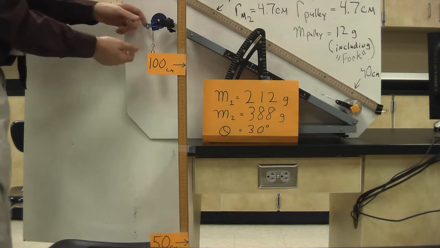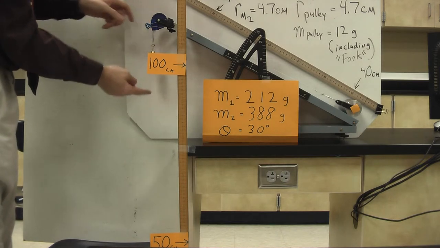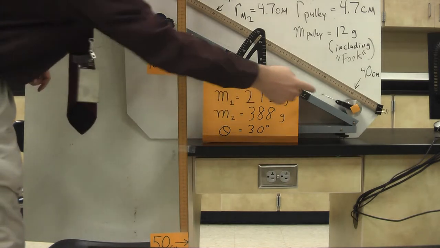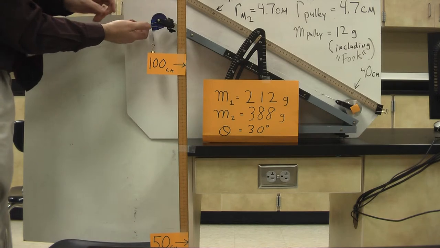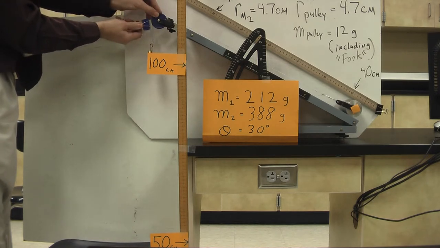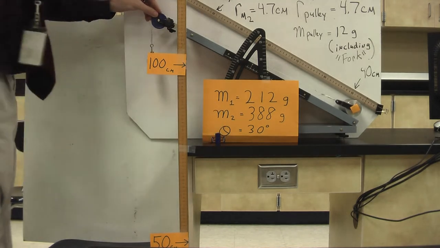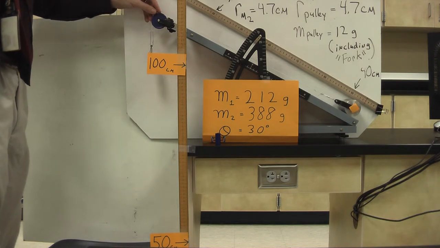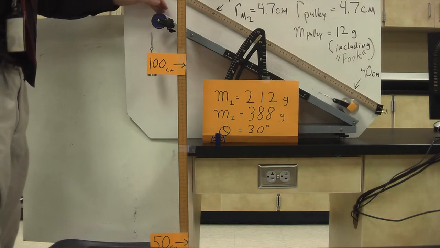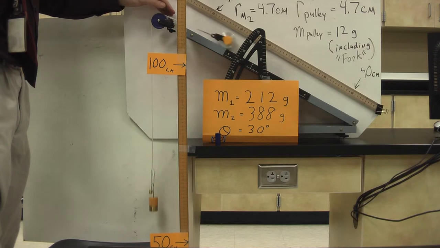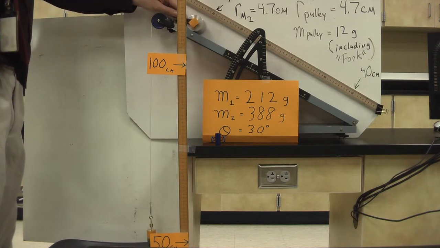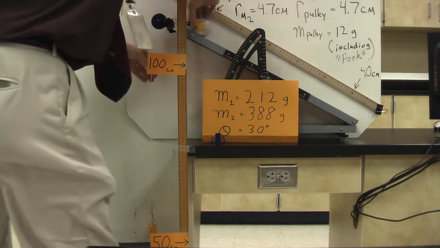So what you can do is you can time how long it takes to go from here to the 50 centimeter mark, and this is going to go up. I'm going to let go on the count of three. One, two, three. And we'll take another run.